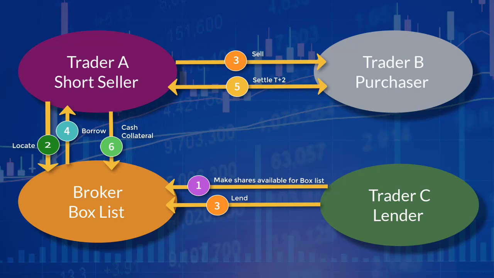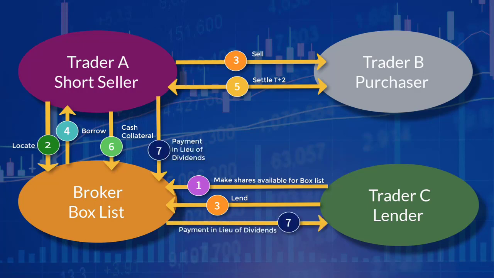Any dividend earned during the term of the stock borrow will be paid to the borrower, Trader B, who holds the borrowed shares. The lender of the shares, Trader C, will be paid an equivalent cash amount by the short seller, Trader A, in what is called payment in lieu of dividends.